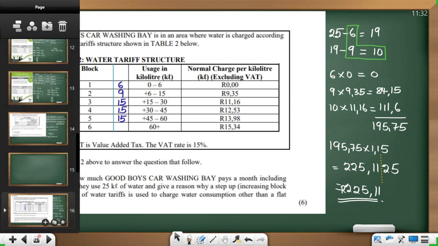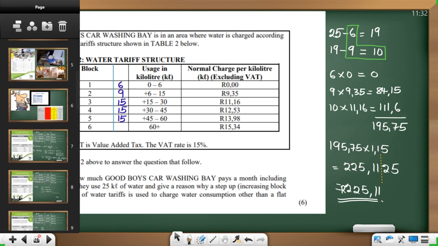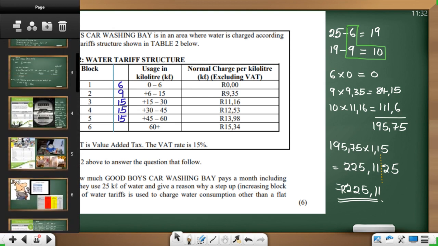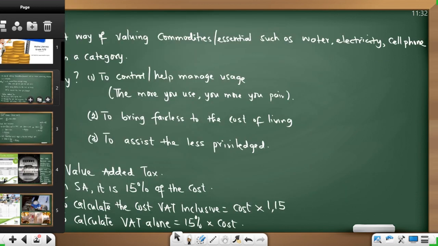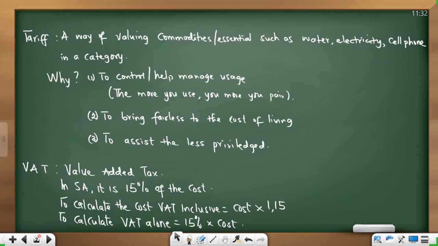And that takes us back to my slide here that talks about why do we need a tariff? It's to control and help people manage, bring fairness. Fairness to the cost of living and to assist the less privileged. You see, between 0 and 6, they said free. That means a less privileged family can just use below 6 kiloliters of water and still manage for the month without paying.